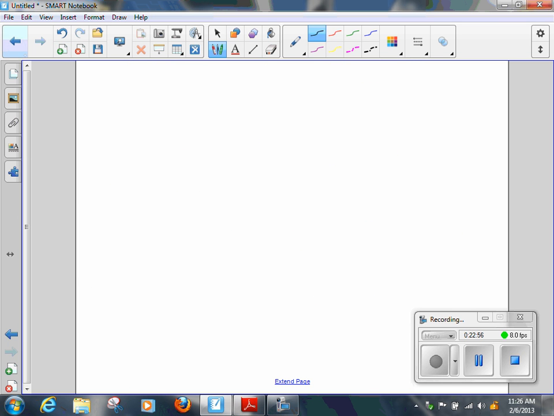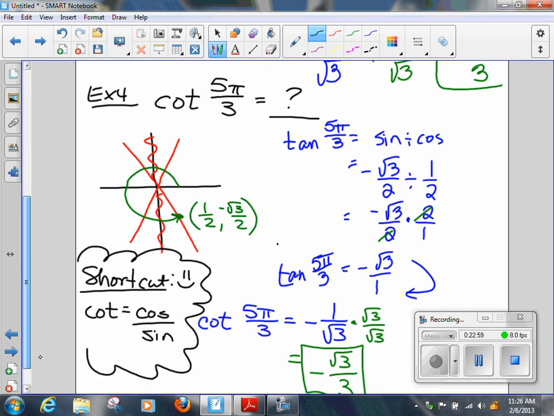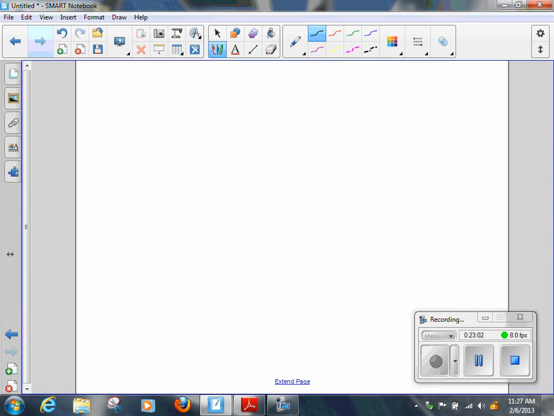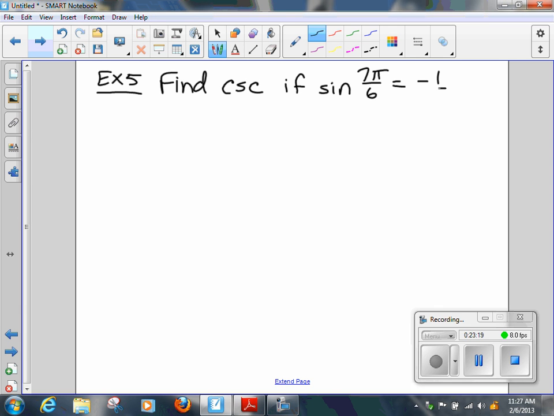Since you feel like this is so easy, I'm going to make this not so easy, because that's always fun as a teacher. I want you to find cosecant if sine of 7 pi over 6 is equal to negative 1/2. Just worded a different way. Find cosecant if you're given that the sine of the angle 7 pi over 6 is equal to negative 1/2.